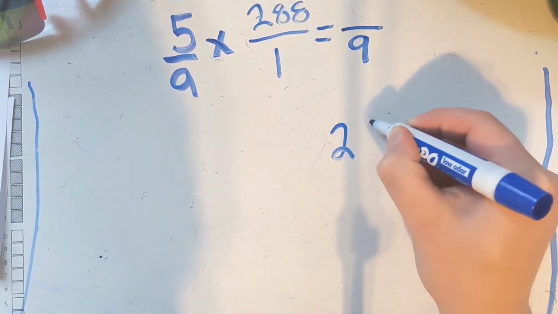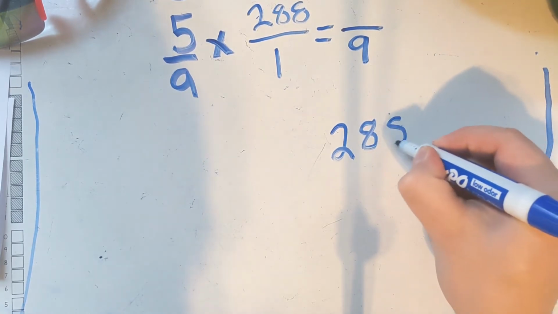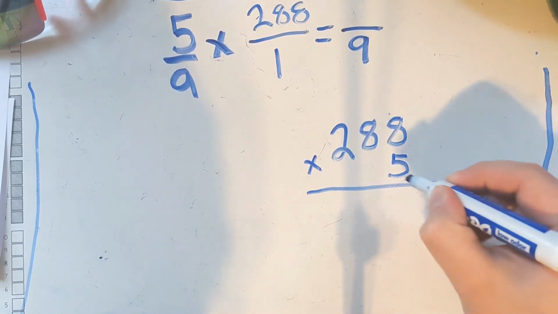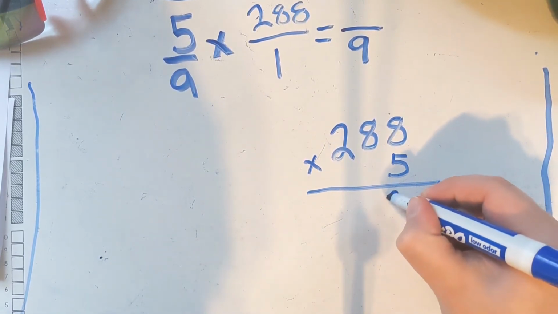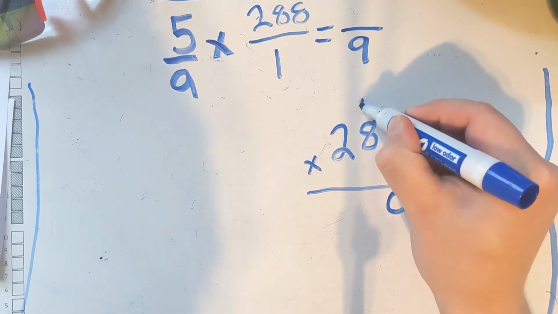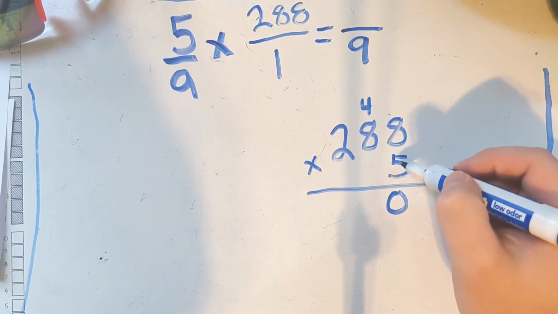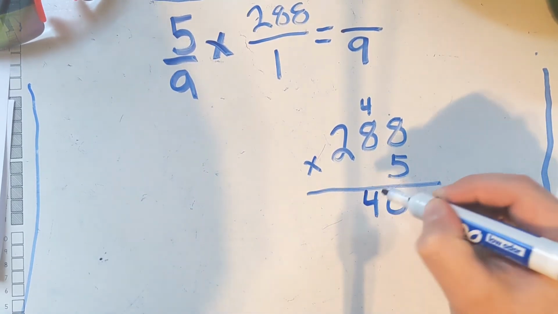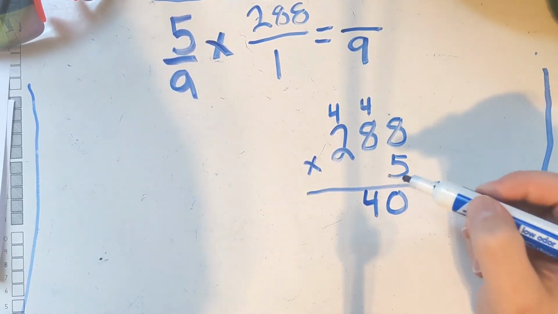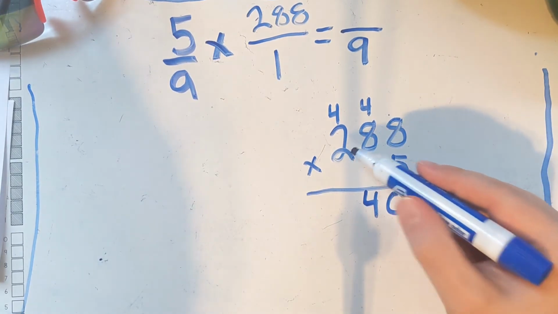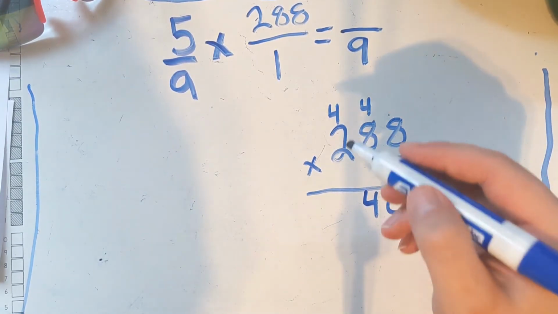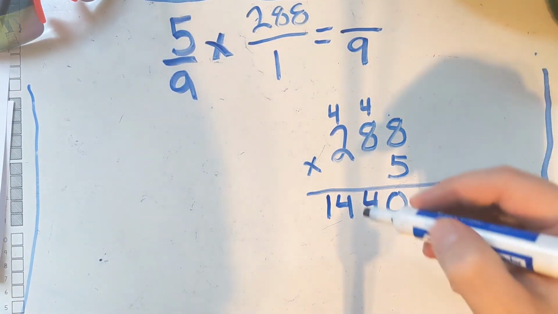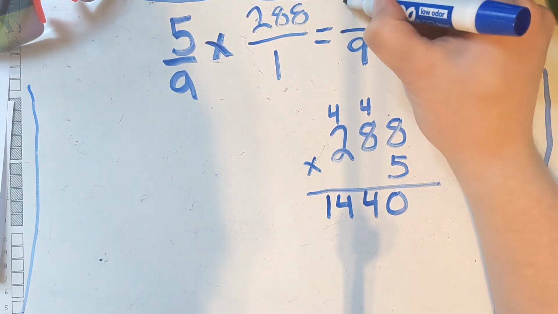So let's work out that math real quick. Several steps to this problem. It's a good problem. All right, so 5 times 8 is 40. I'm going to put my 0 down. Carry the 4 from my 40 up here. 5 times 8 is 40. So add the 4 in, I get 44. Put my other 4 up here. 5 times 2 is 10 plus 4 is 14. So I have 1,440 over 9.